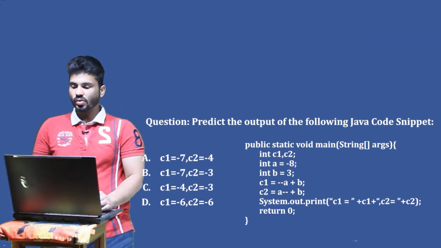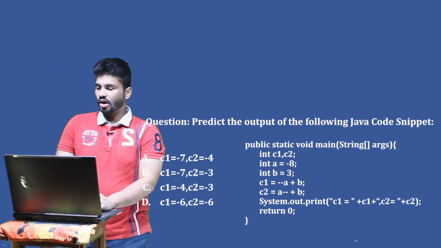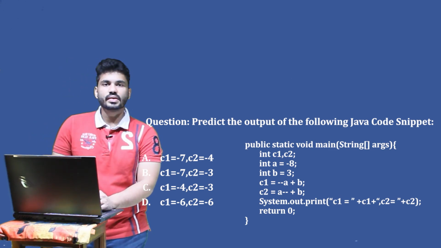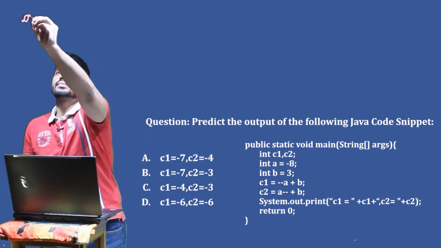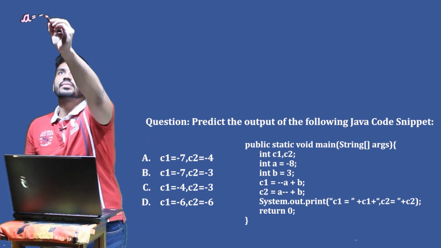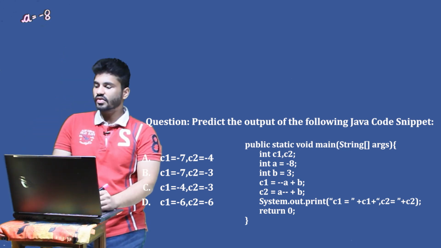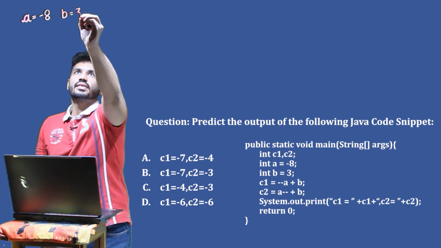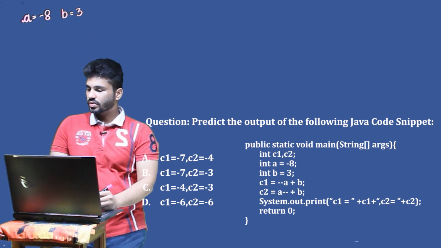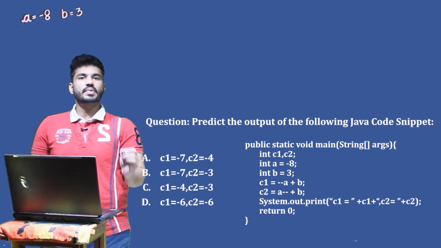In the next MCQ, we again have to tell the output of the following Java code snippet. So we have a variable A that is assigned the value of -8. Then we have a variable B that is assigned the value of 3. Now C1 is equal to minus A plus B.